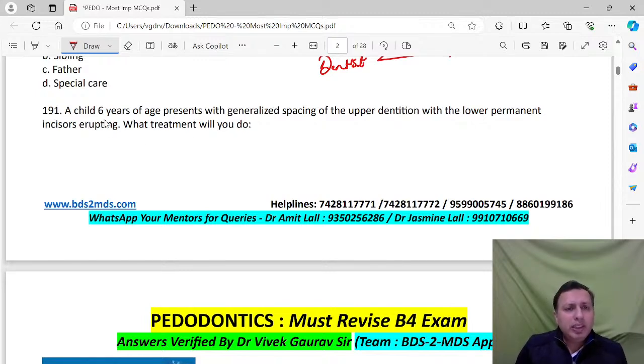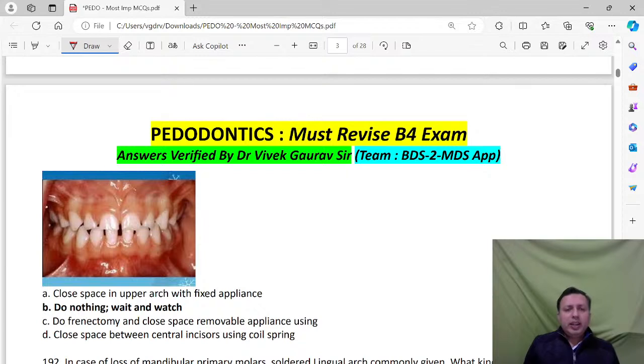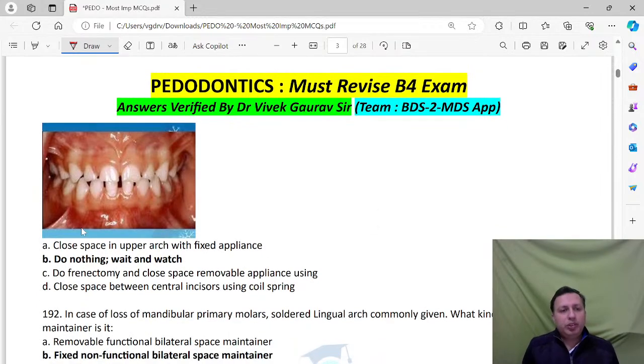Now the next question is, a child of 6 years of age presents with a generalized spacing of the upper dentition with a lower permanent incisor erupting, what treatment will you do? Now this generalized spacing is considered to be a physiological space and it is considered to be normal. So in this case we will not do any treatment, and in a case of a primary dentition, the physiological spaces, if they are present, are considered to be an ideal dentition. So we will not do any treatment, just wait and watch.